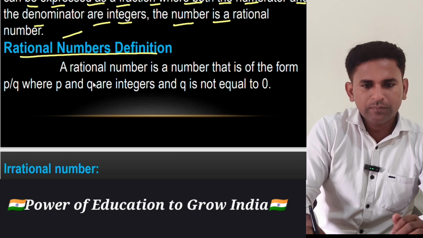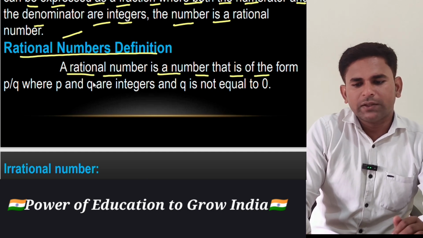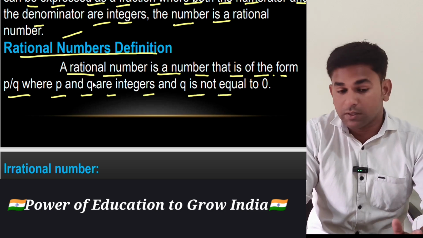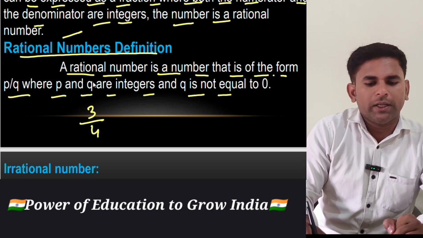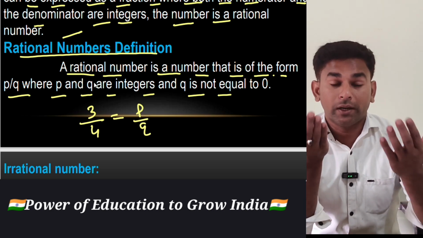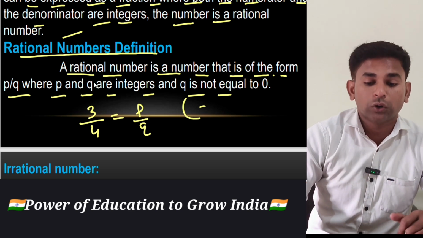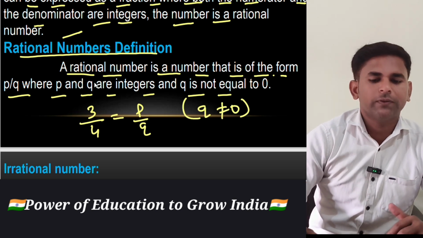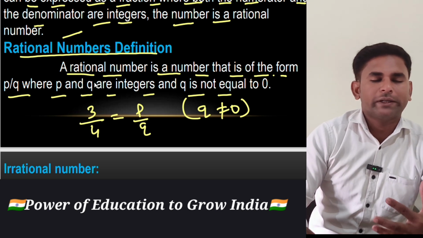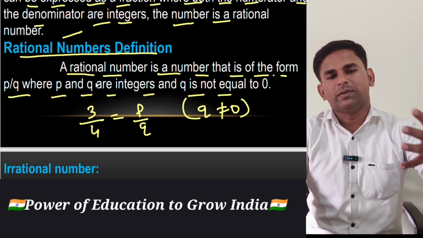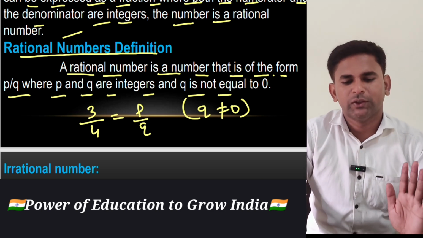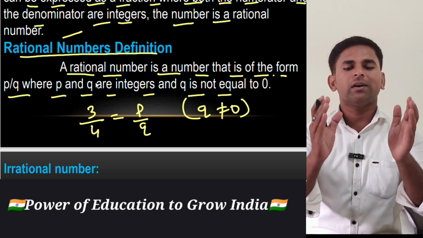Now the definition of rational numbers: a rational number is a number that is of the form p upon q, where p and q are integers and q is not equal to 0. It means for any rational number, suppose we write 3/4, we can write it as p upon q. Any integer we can write in a p upon q form, but q should not be 0. If it is 0, it will give an infinite value. So for rational numbers we cannot write q equal to 0; we mention q is not 0. Like this we can define our rational numbers.